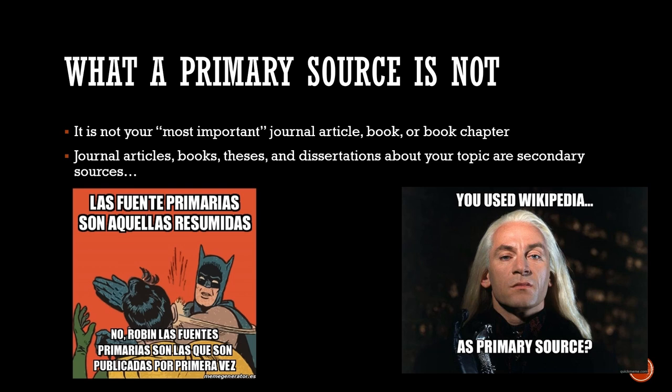For starters, let's talk about what a primary source is not. A common misconception I see students having about primary sources is that they think it's a journal article, book, or a chapter that they're using for their research project that they think is the most important or most relevant to their topic. However, this is an incorrect definition of a primary source. In academic research in the humanities and social sciences, articles, books, theses, and dissertations are not primary sources. Those are secondary sources.